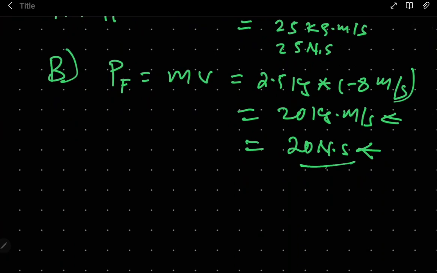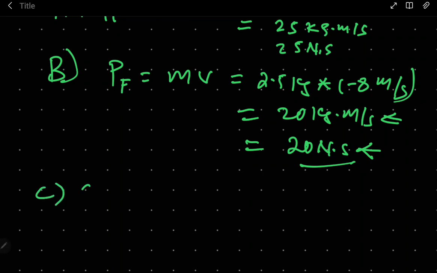You can see the final momentum is smaller than the initial momentum because in the bouncing process air resistance is there, meaning the system is assumed to be not isolated from forces. Instead there are some external forces, because in the presence of external forces linear momentum is not conserved.